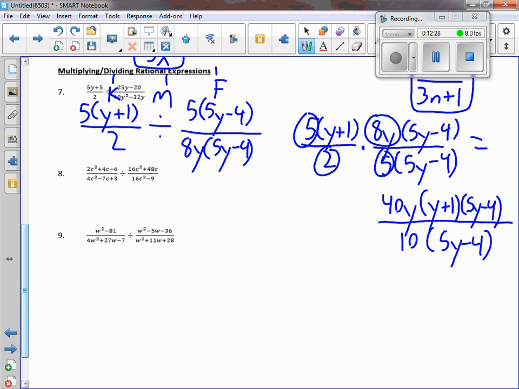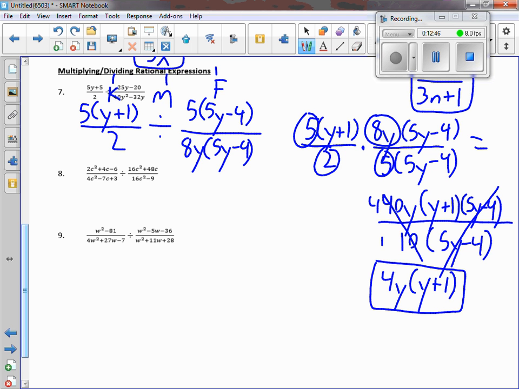Then we will reduce. The 5y minus 4's cancel. 40 over 10 reduces to 4 over 1. My final answer is going to be 4y times y plus 1. We could put over 1 if we want, but ultimately, that is our final answer.